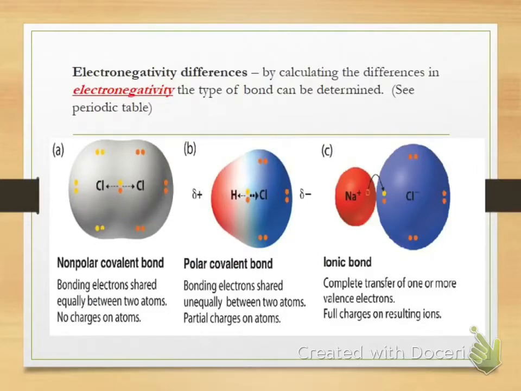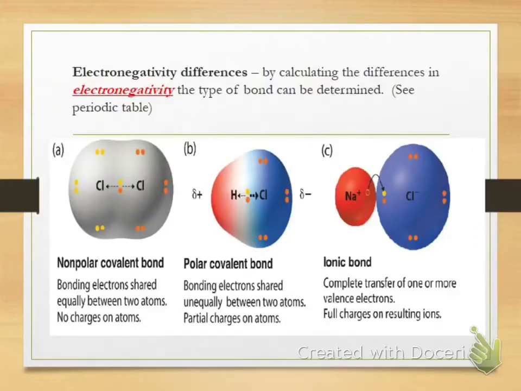So electronegativity differences is how you actually truly define what kind of bond it is, okay? And quite frankly, most of the bonds aren't 100% one or the other, okay? But we use our electronegativity differences to truly determine what kind of bond it is, okay? And I have that listed towards the bottom of your notes.